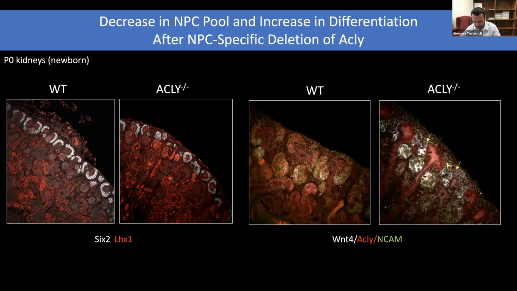So the ACLY knockout clearly brings down the levels of acetate inside the cell, and this drives cells into differentiation. I'm showing you this also in vivo here.